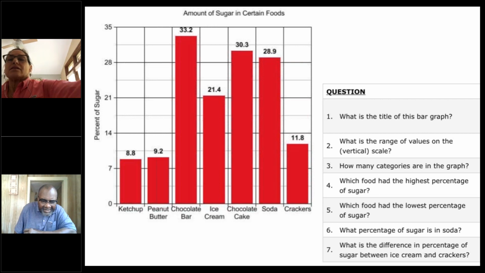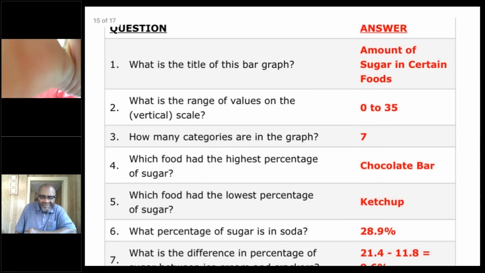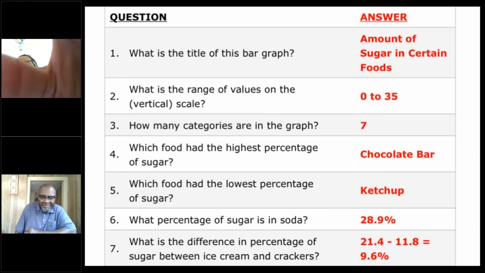What is the difference in percentage of sugar between ice cream and crackers? You can just tell me how you would do it. You don't need to calculate it. I would deduct the 11.8 from the 21.4. Exactly. I'll do it on my calculator, and that's 9.6. So you answered all those questions, and this screen just gives you the answers for people to refer to and check their answers.